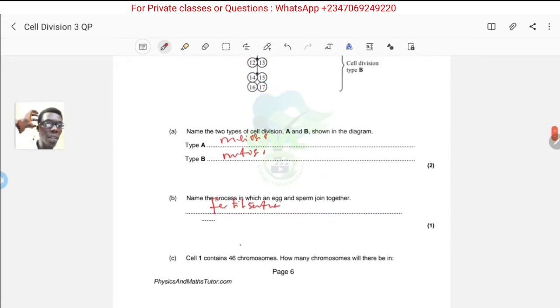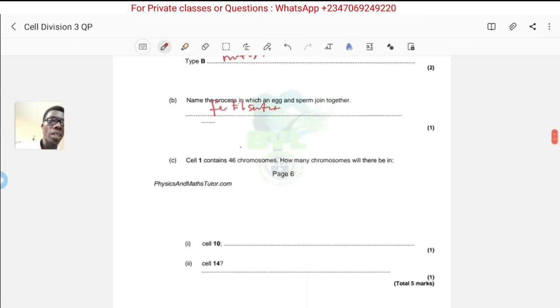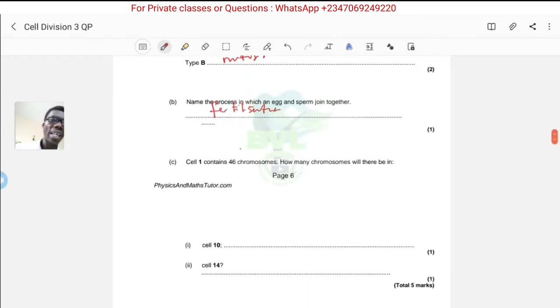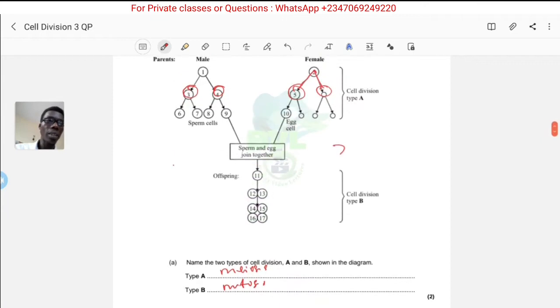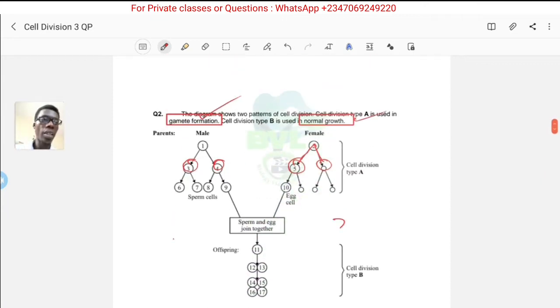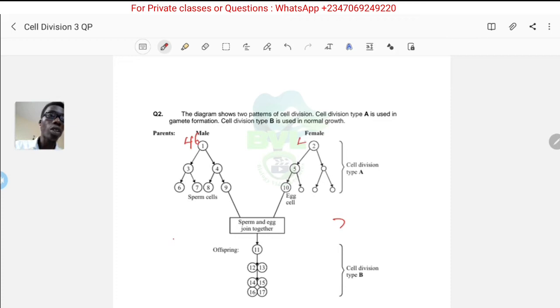Cell 1 contains 46 chromosomes. How many chromosomes will there be in cell 10 and cell 14? Interesting. Now, cell 1 contains 46 chromosomes. Well, that means cell 2 here also contains 46 chromosomes, because they are the same. It says, how many chromosomes do we have in cell 10 and cell 14?